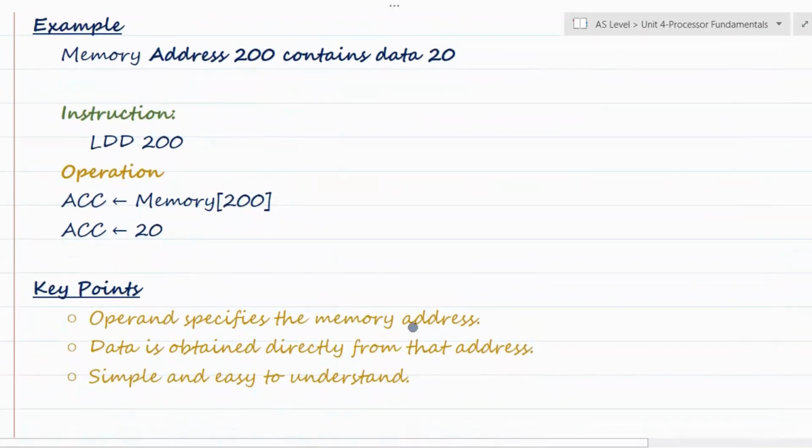So here, the operand specifies a memory address. CPU directly accesses that address and data is obtained from that address. So simple and easy to understand, right?